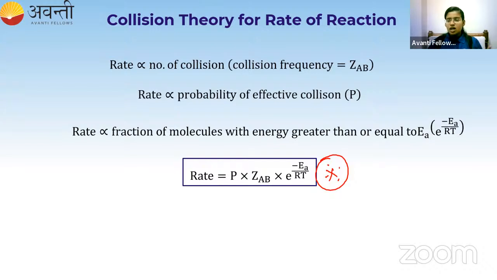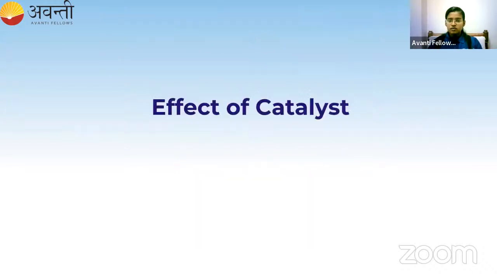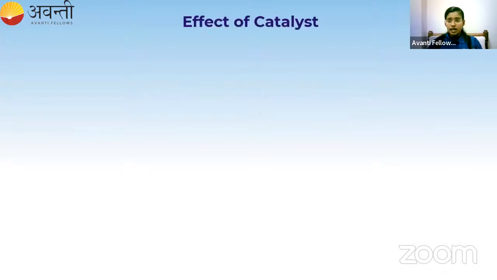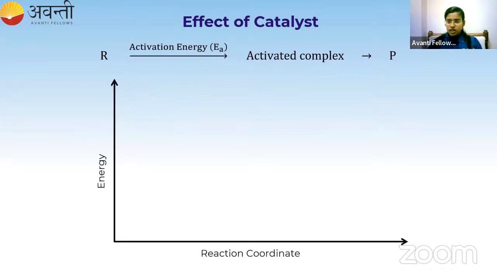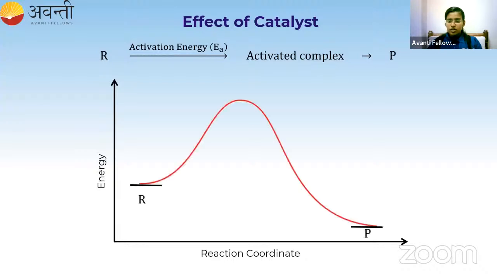Got it? Now at last, we are going to study the effect of catalyst. So we have a reactant and that reactant takes some amount of energy to get activated and leads to the formation of the activated complex. Then at the end, it forms the product. Okay. So this is the graph we have studied, right? So here we have the activated complex and this is the energy of activation for UC.